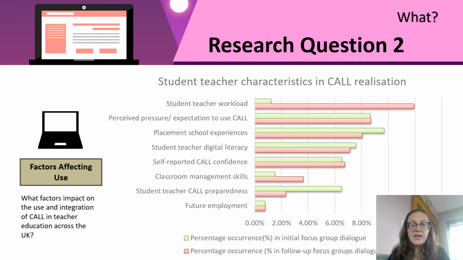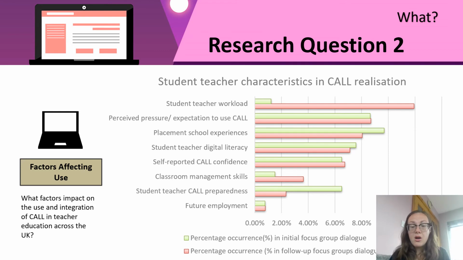So looking at research question 2, and if we remember it's around the different factors, what are the key issues that are influencing student teachers to use CALL? And in this we saw that there were a number of key student teacher characteristics in terms of their workload, in terms of perceived pressure to use CALL, their placement school experiences, their own digital literacy, their confidence, their classroom management skills, how prepared they feel in future employment. So there were specific areas relating to student teachers that we found were very significant, and especially workload.